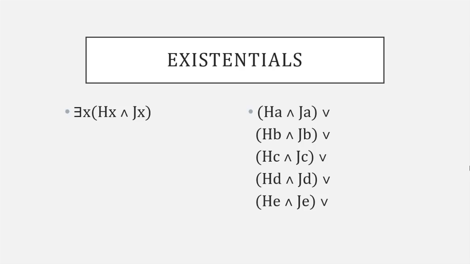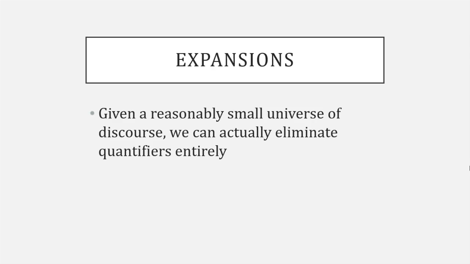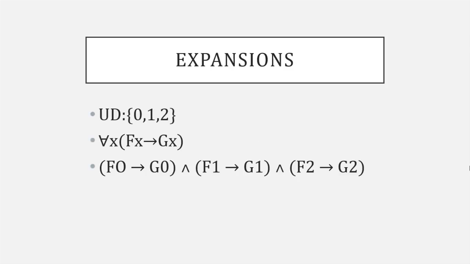But if you've got a small universe of discourse, then it becomes possible to actually do this. So, given a reasonably small universe of discourse, we can write out these expansions so we can eliminate the quantifiers entirely. Okay, here's what this looks like. Given the universe of discourse 0, 1, and 2, and the universally quantified sentence, for all x, if fx then gx, we can rewrite that as if f0 then g0, and if f1 then g1, and if f2 then g2.